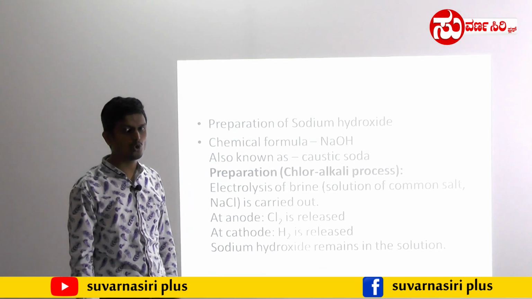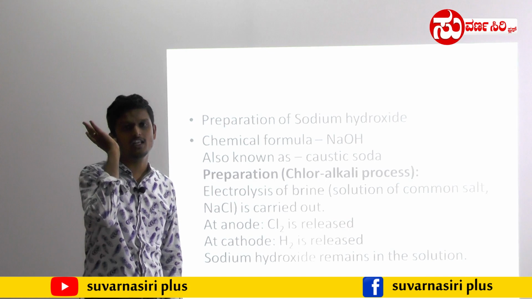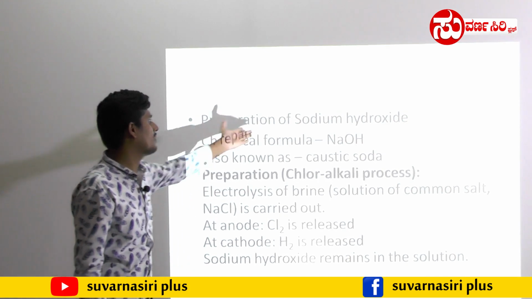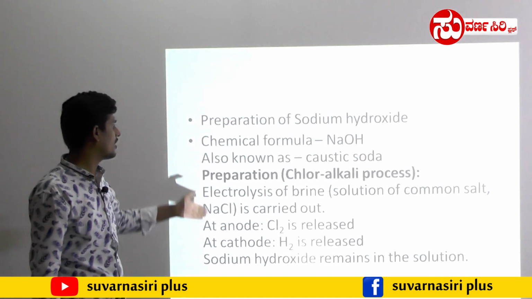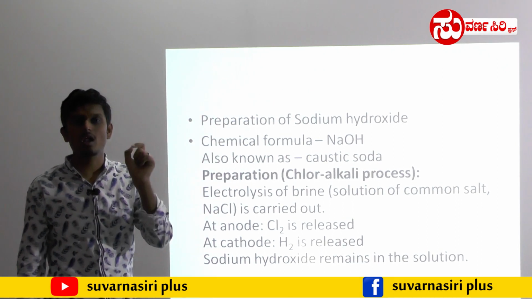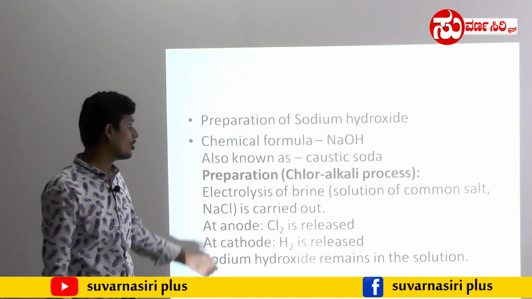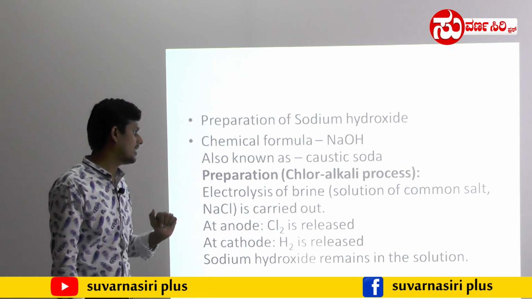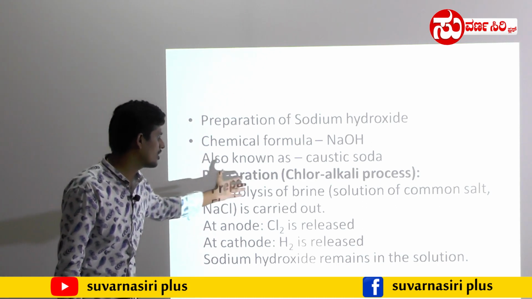Preparation of sodium hydroxide. How is sodium hydroxide prepared? The chemical formula of sodium hydroxide is NaOH. Its common name is caustic soda. Preparation is by the chlor-alkali process. By the chlor-alkali process the preparation takes place. That is also called electrolysis of brine.